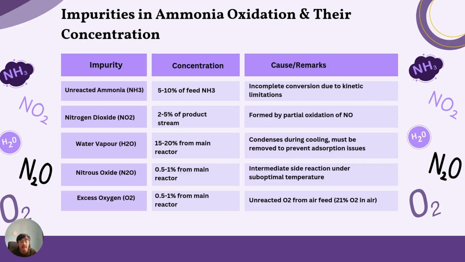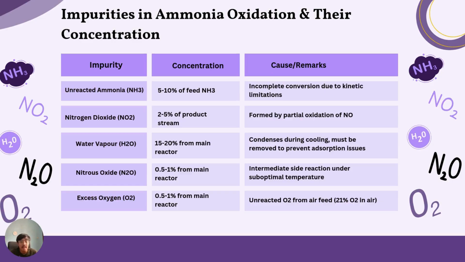Nitrous oxide, N2O. A minor but significant byproduct is nitrous oxide, which forms due to intermediate side reactions occurring at subthermal temperature. The concentration of N2O is typically around 0.5 to 1%. This impurity is particularly important in environmental considerations due to its role as a greenhouse gas.